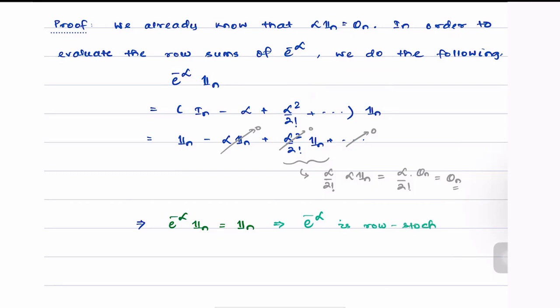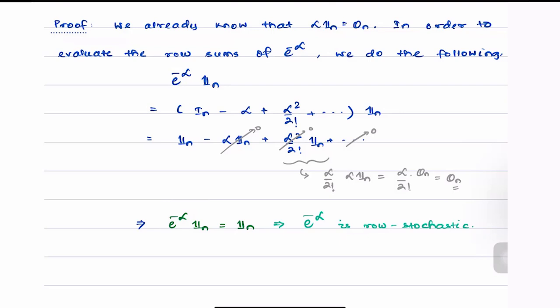So we showed that the row sums are equal to 1. However, row stochasticity needs yet another property of non-negativity of all of the entries. So I leave it for all of you to verify whether or not the entries of e raised to the power minus L are non-negative.